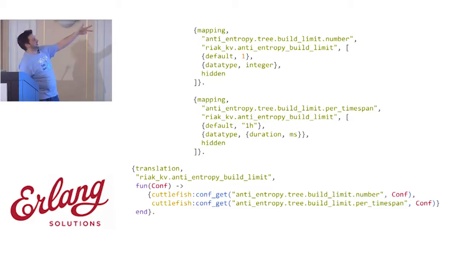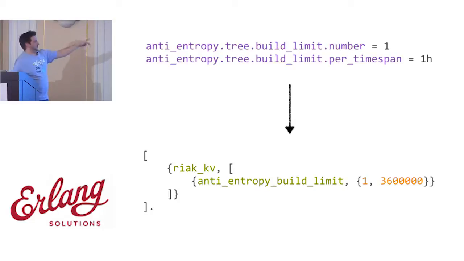So here's another kind. We have 2 settings here, anti_entropy.tree.build_limit.number and anti_entropy.tree.build_limit.per_timespan. And if you see the third element in these tuples, they both map to the same place in the app config, riak_kv anti_entropy_build_limit. So what we do here is we write a translation for those, and what we really want is a tuple of these 2 values. And so that's what we create with this function down here, a tuple of these 2 values. And of course, the second value is actually a timespan. So we put a default in of 1 hour, but when we actually run the whole thing through, we get this tuple of 1 and 3.6 million milliseconds.